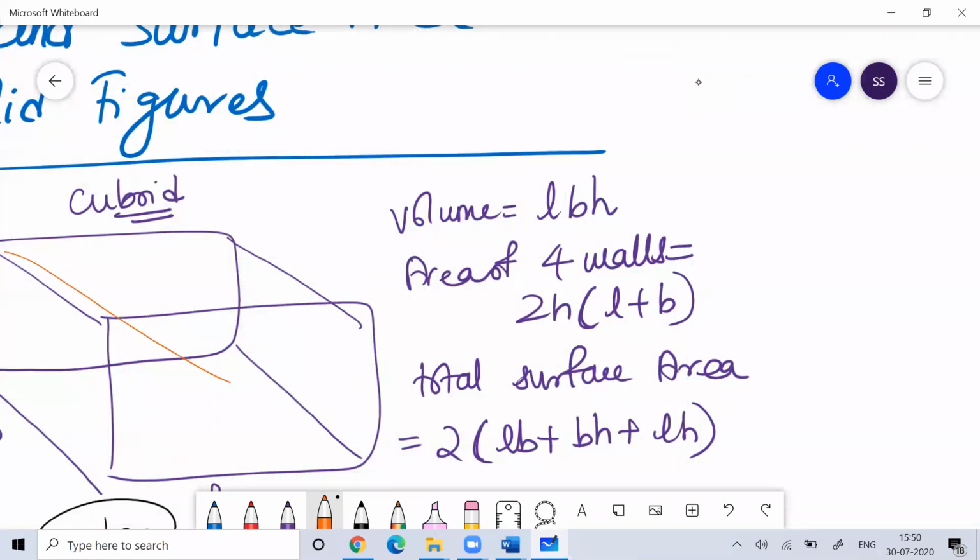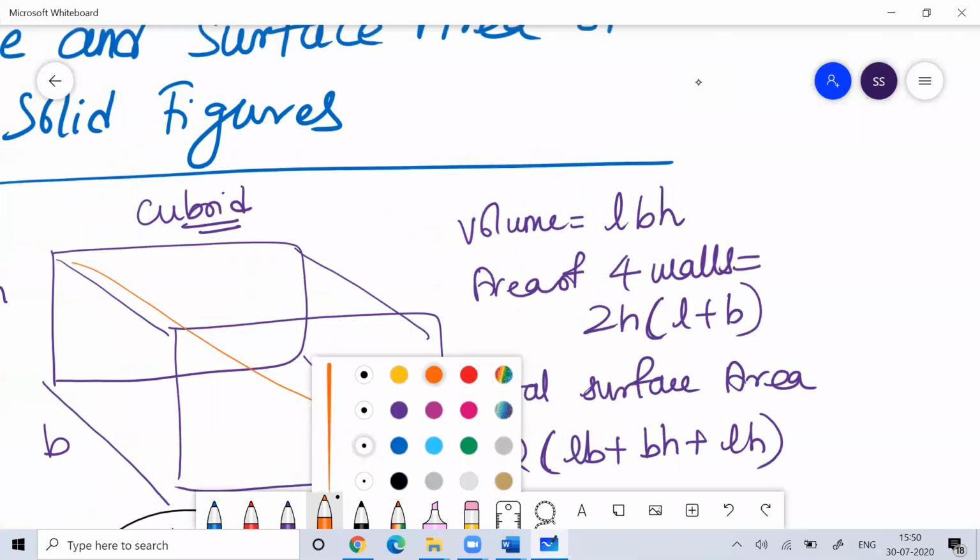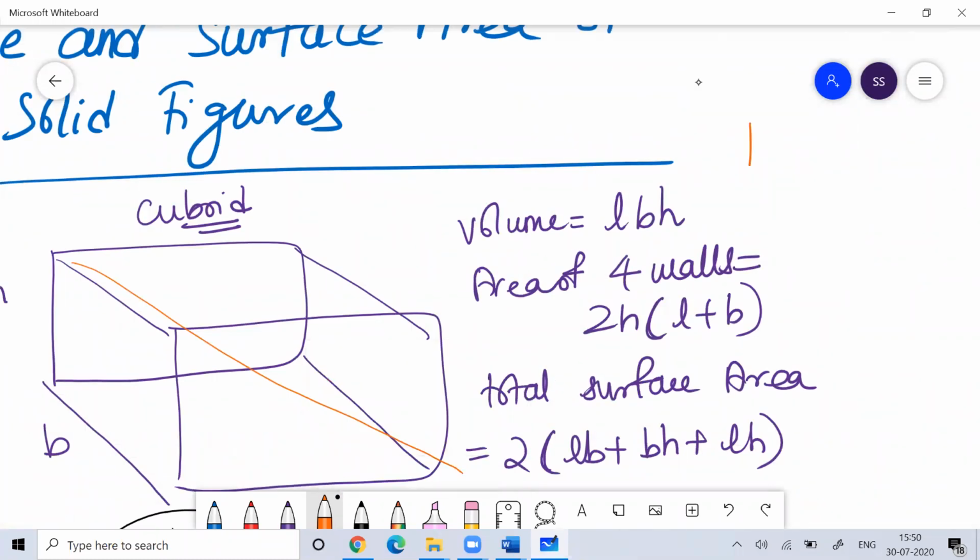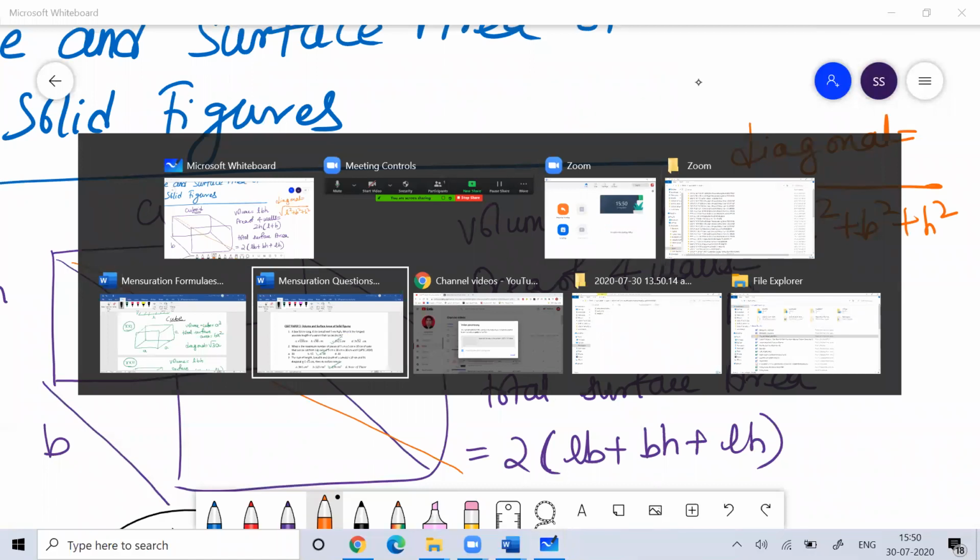Similarly, if you want to know the diagonal of a rectangle, sorry, I'm saying rectangle, I mean cuboid, the three-dimensional rectangle, that is root of L square plus B square plus H square. So whenever you're solving a problem where they're asking for the largest dimension which can fit into a three-dimensional room, that would be equal to the diagonal of the given data.